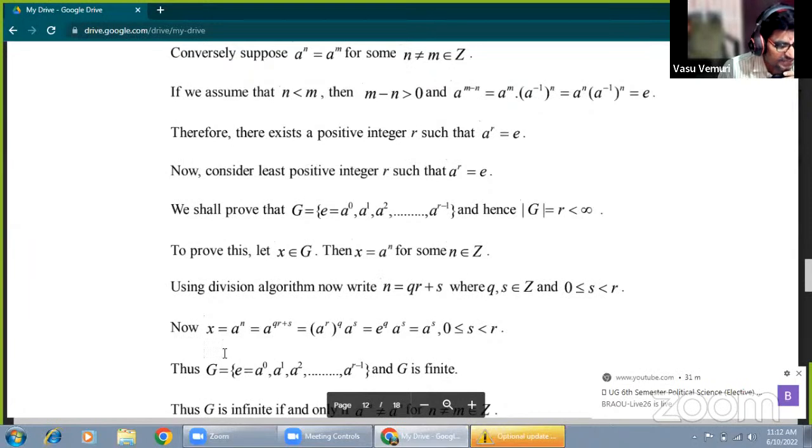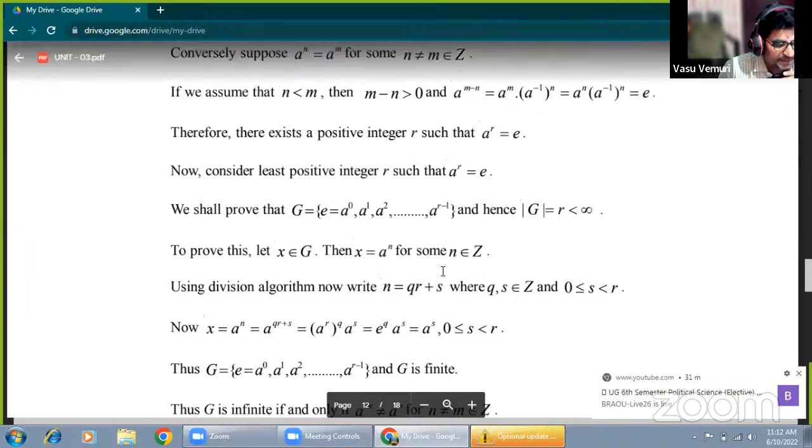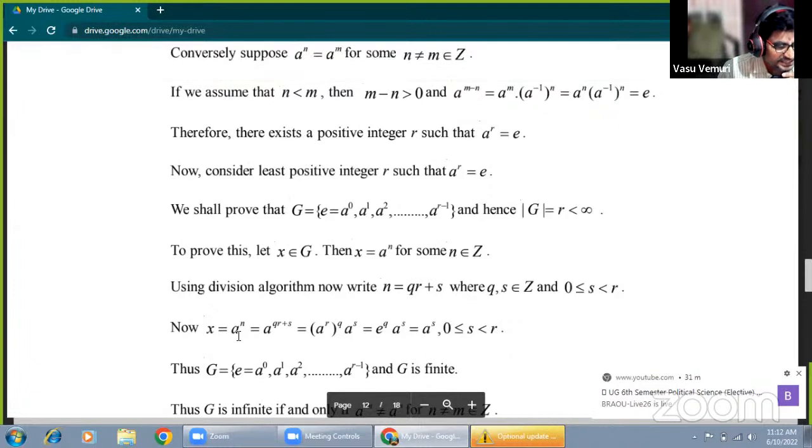Applying the division algorithm, x equals a power n, replacing n by qr plus s. This is a power qr into a power s, and a power qr can be written as a power r, whole power q, into a power s. We know a power r is the identity, because the order of a equals r, so a power r equals e. E power q is e, and e into a power s is a power s.